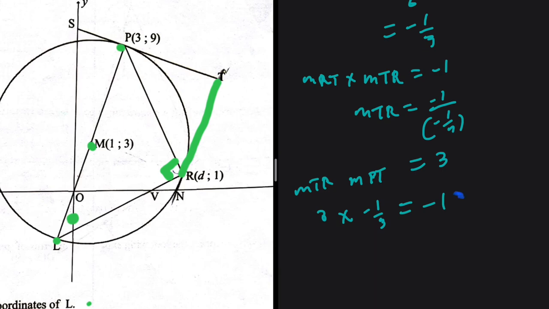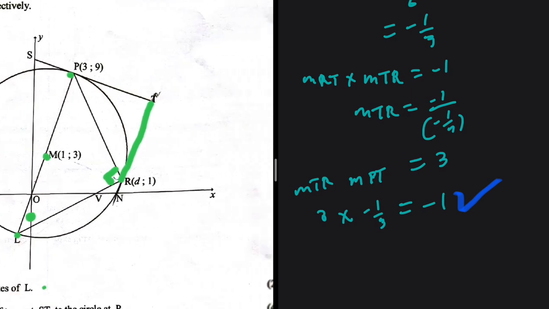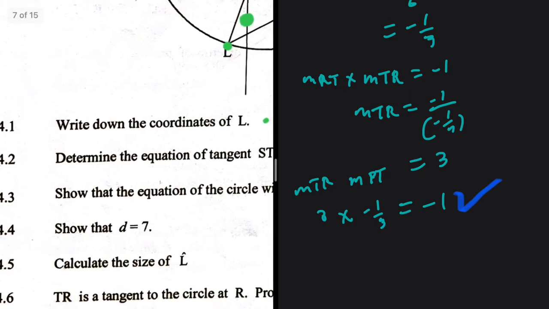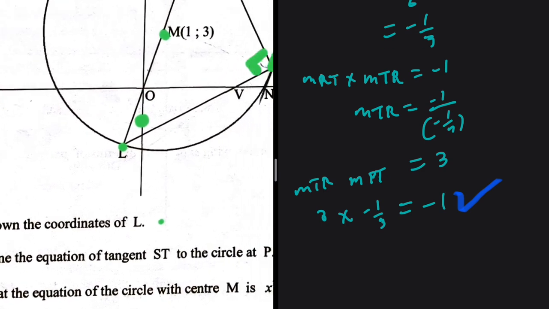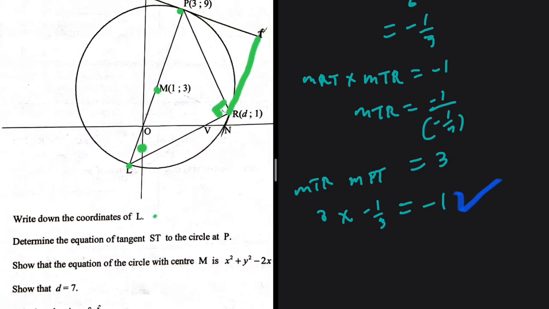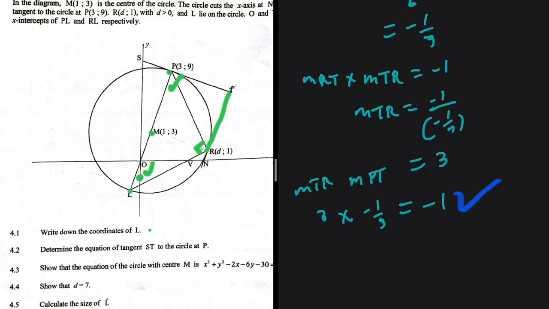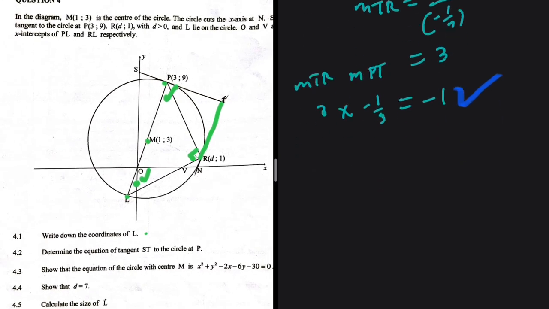So we have shown that these two lines are perpendicular to each other, as we can clearly see here. But in closing, let's go back to 4.5. I'm thinking about something here. Is it that easy? Do we just say L is equal to P? Or do we have to actually show first that RL is equal to PT?